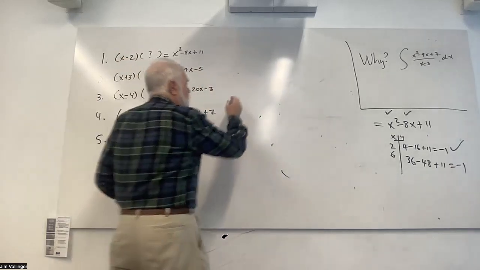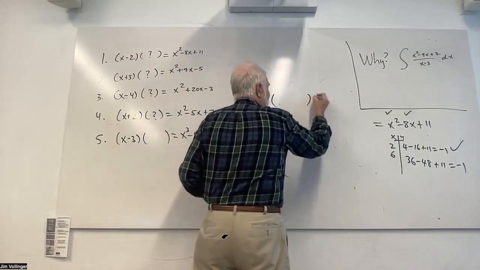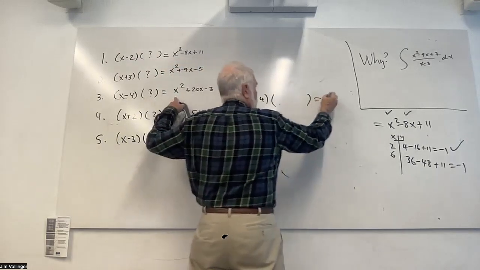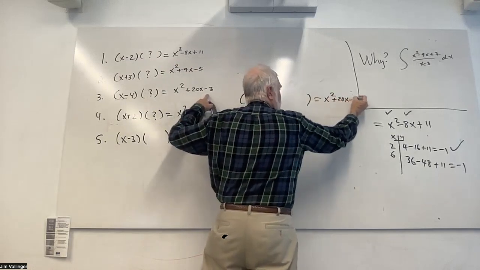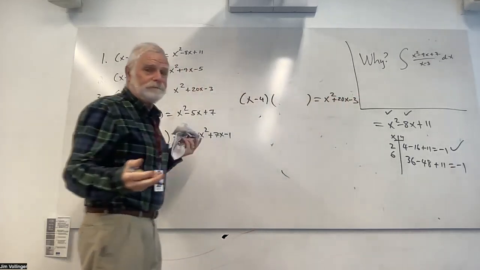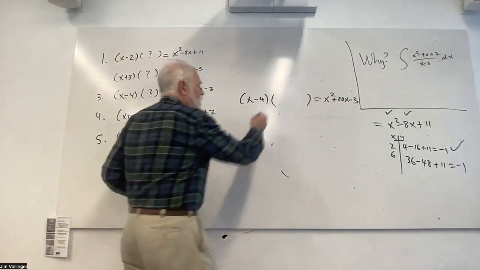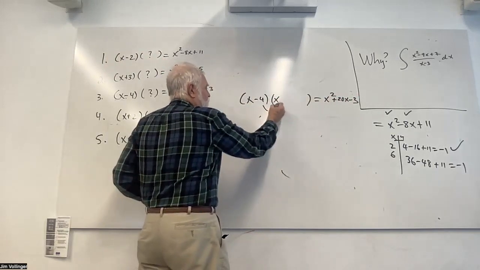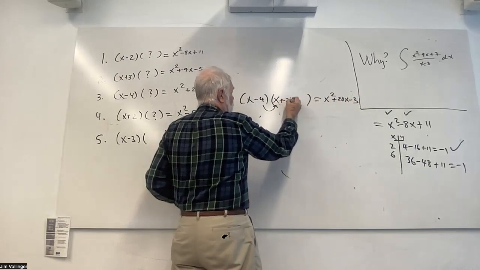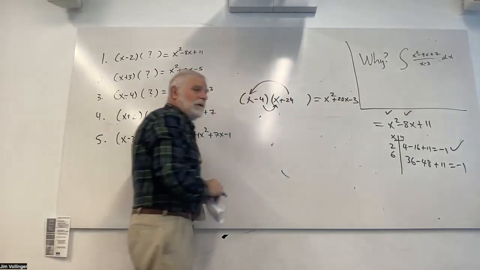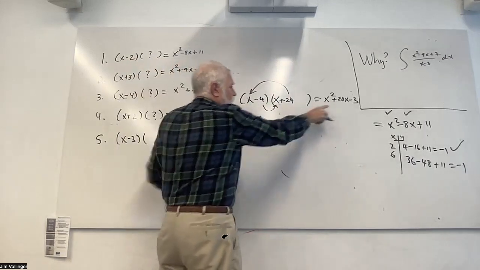X minus 4 times what gets us x squared plus 20x minus 3? See if you can do it. Pause. I'm pausing. You're pausing the video. I'm just going to do it. So I need an x. Right now I have minus 4x. I got to get to 20. I guess I better add 24 x's. And that's where I get the 24x right there. 24x minus 4x is 20x.